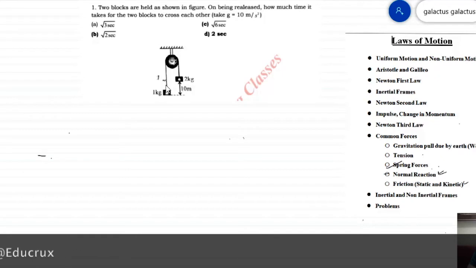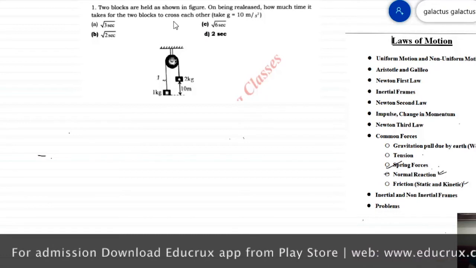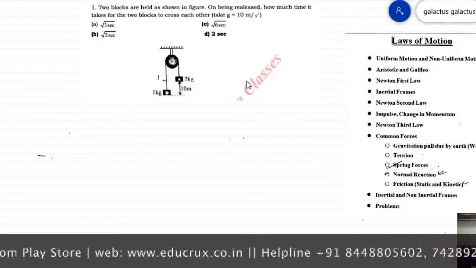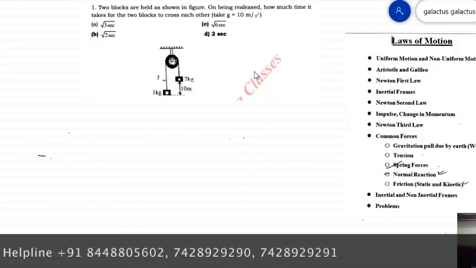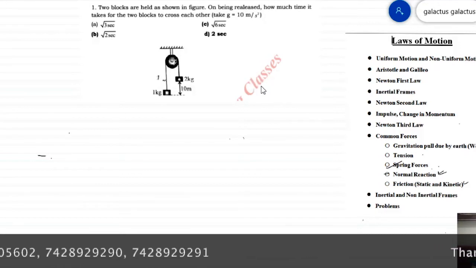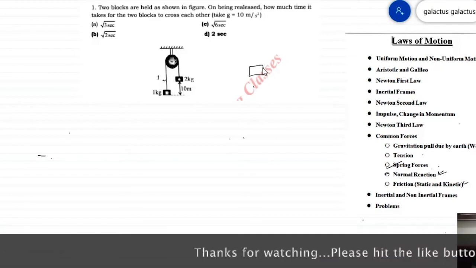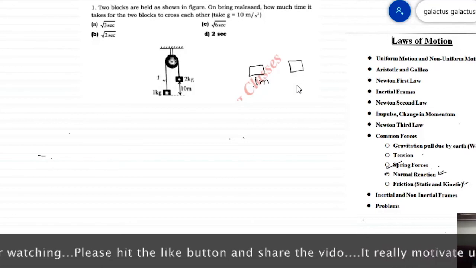We are given that we have two masses of 1 kg and 2 kg that are hanging from a string over a pulley, and we have to calculate how much time it takes for the two blocks to cross each other. So if I just let the system move under the force of gravity, we have to calculate the time at the instant when the two blocks of mass 1 kg and 2 kg cross each other.